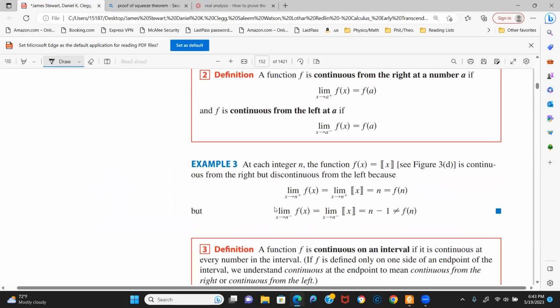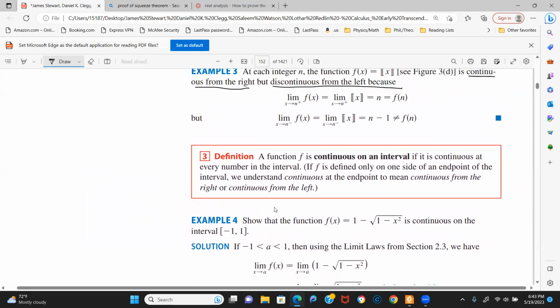And I guess they're just proving it's continuous from the right, but discontinuous from the left. Okay. Anyways, I don't care about this example. If you're interested, you can look at this.